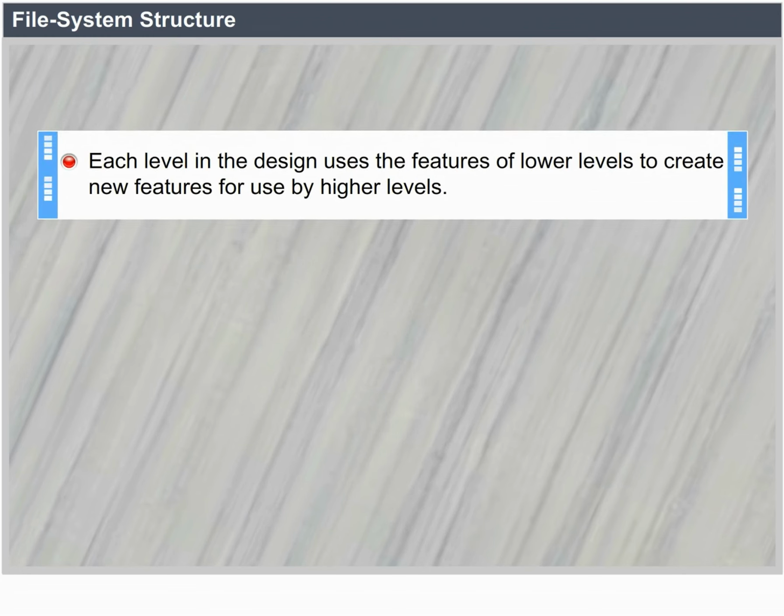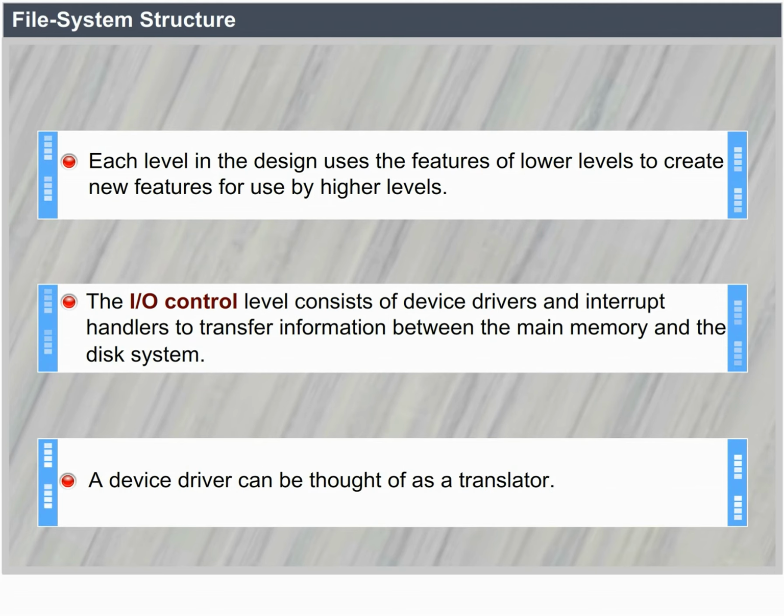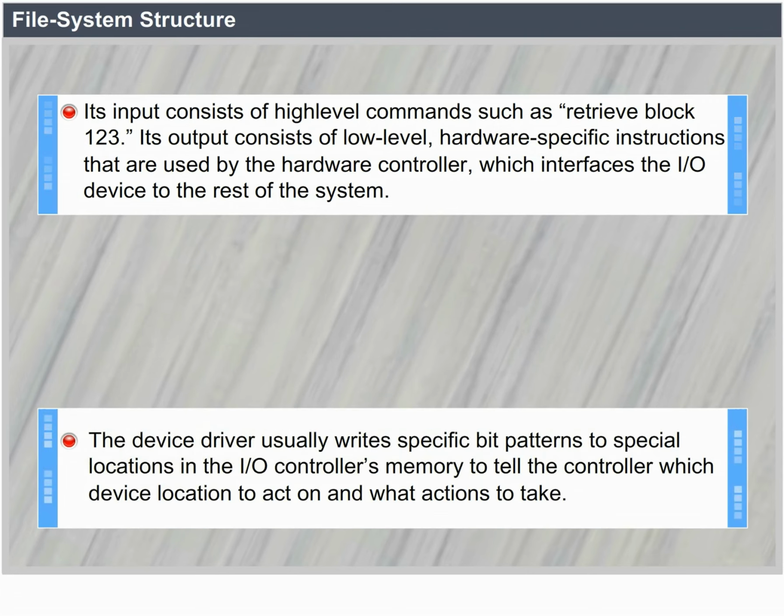The input-output control level consists of device drivers and interrupt handlers to transfer information between the main memory and the disk system. A device driver can be thought of as a translator. Its input consists of high-level commands such as retrieve block 123. Its output consists of low-level, hardware-specific instructions that are used by the hardware controller, which interfaces the input-output device to the rest of the system. The device driver usually writes specific bit patterns to special locations in the input-output controller's memory to tell the controller which device location to act on and what actions to take.